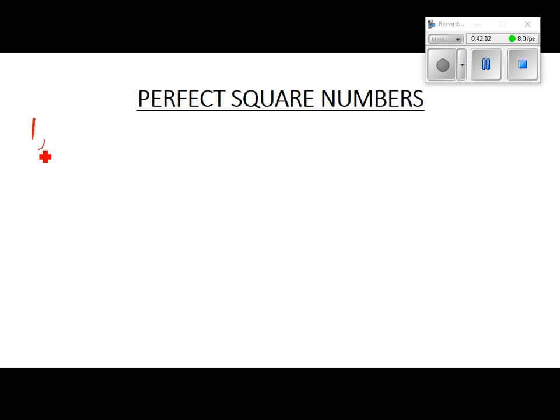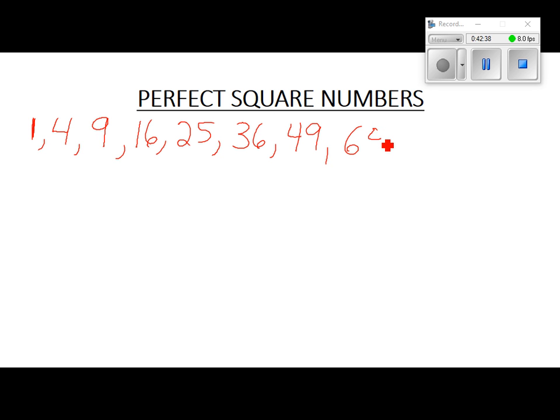What's the next perfect square number? 4. 2 times 2 gives you 4, correct? Next? 9, that's 3 times 3. Next? 16. Good. Next one? 25. You guys are getting the idea of the pattern here. What's the next one? 36. Next one? 49. That was 7 times 7. 64. That's 8 times 8.